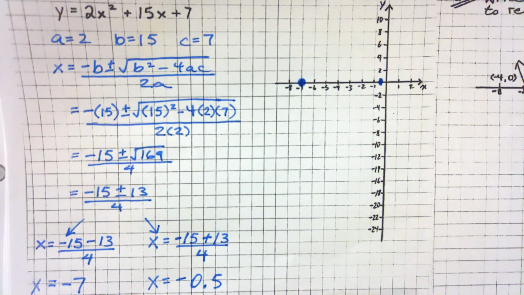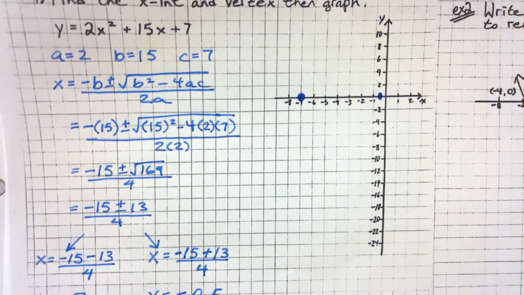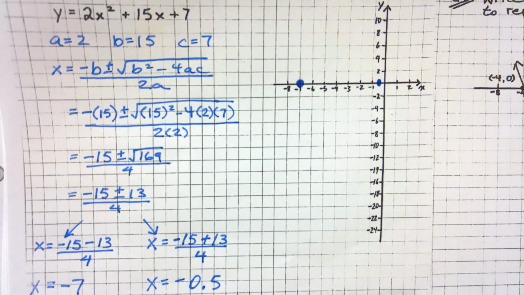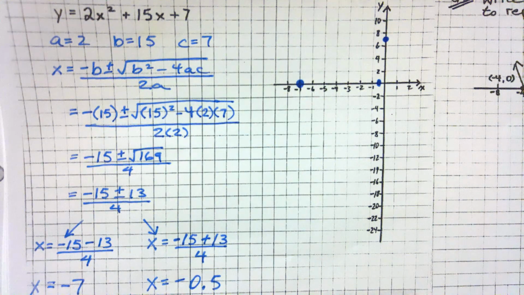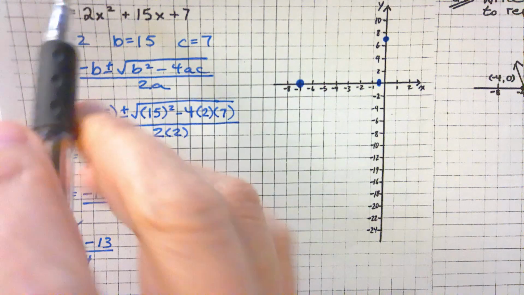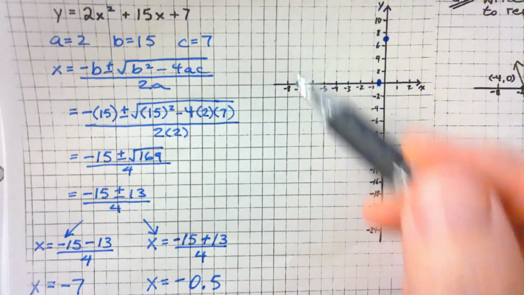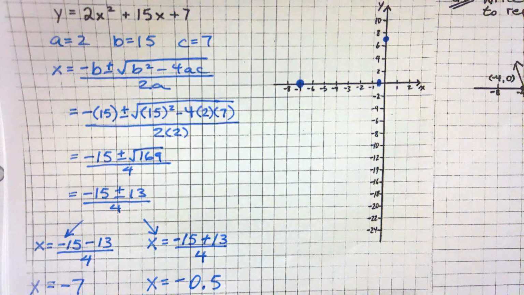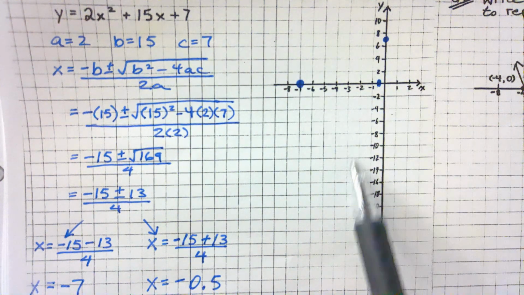Okay, so negative 7, negative 0.5. What's another point that I know from this equation? The 7. Good. My y-intercept is 7. Does my parabola open up or open down? Up. My parabola opens up because it's positive. So I know my parabola goes something like this. It opens up because it's a positive 2. So it should be something like this.